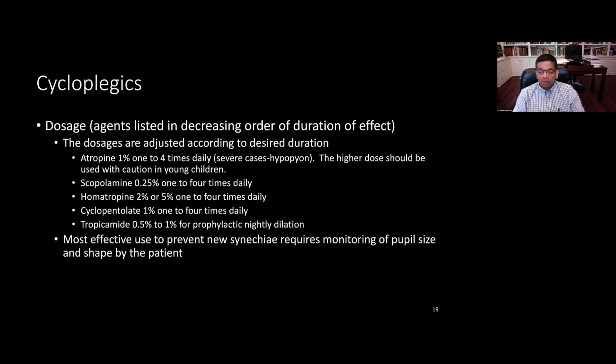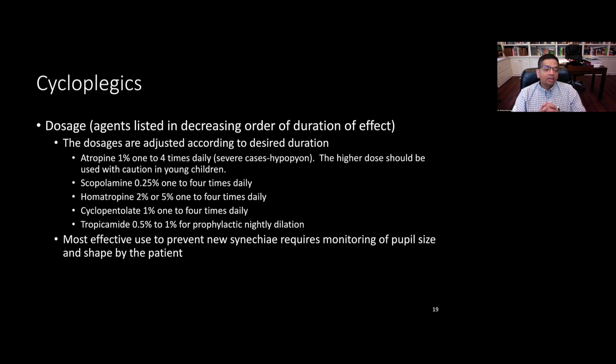Scopolamine can also be used. This is also a longer acting agent. Atropine and scopolamine typically last 7 to 14 days after instillation. Homatropine lasts 2 to 5 days. Cyclopentolate lasts about 24 to 48 hours, and tropicamide 12 to 24 hours in duration.